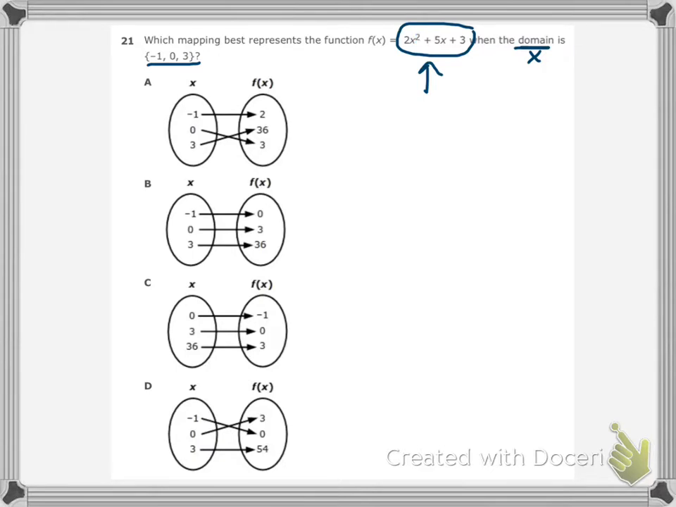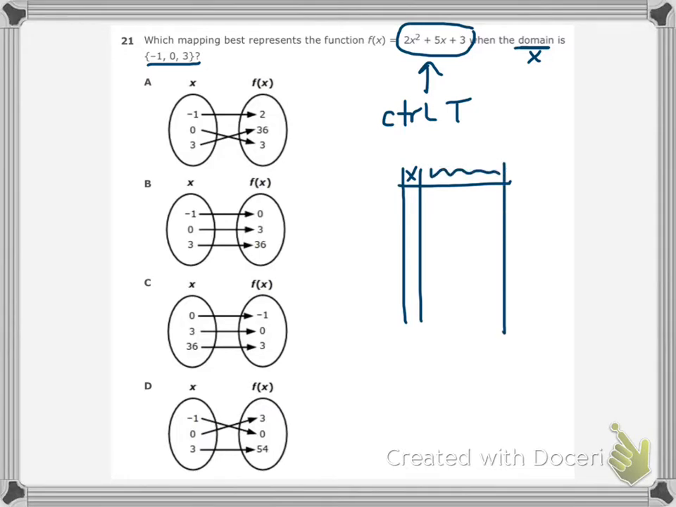Once it's graphed, press enter. Then you're going to pull up your table. You're going to press Control T. And then it's going to give you your table. Remember, the first column is really skinny. Those are your X's. The second column is your outputs. That's your range. So you're just going to look for each of these 3 numbers in the X column. And then whatever number is right next to it, that's the output.